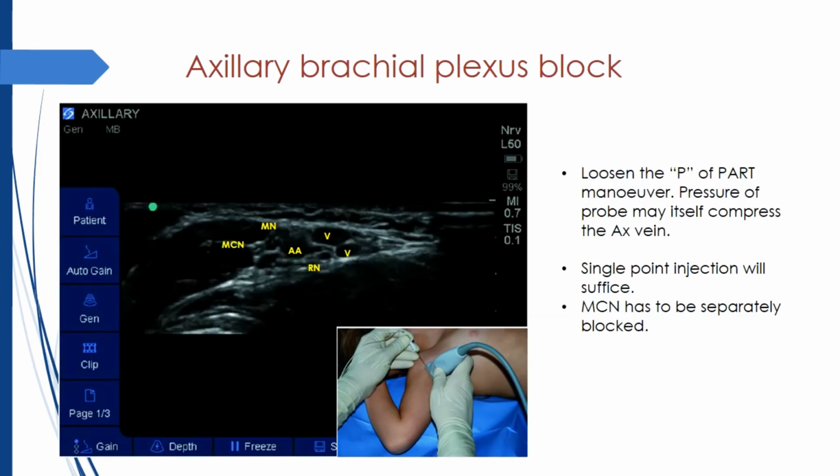Coming to the axillary brachial plexus, it has been used even in infants and children less than 2 years old. Only one thing I want to mention is the axillary vessels are very superficial, and the vein can easily get compressed because of the pressure of the probe itself. So you may have to loosen the pressure on the PART maneuver. You can use the angulation, rotation and tilting maneuver, but apply very less pressure. Again, a single point injection may suffice, but keep in mind that the musculocutaneous nerve has to be separately blocked.